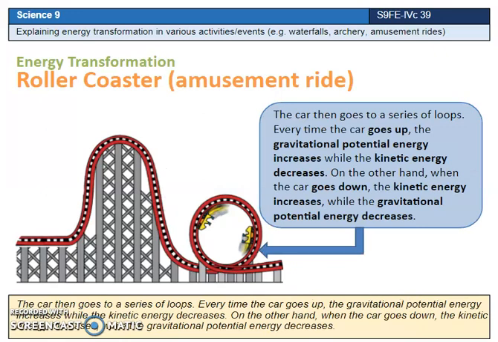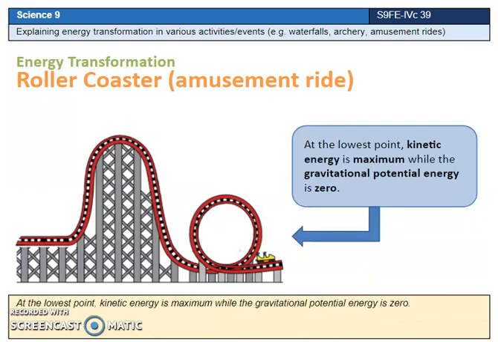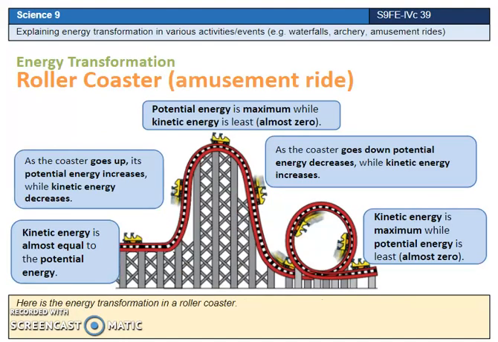Every time the car goes up, the gravitational potential energy increases while the kinetic energy decreases. On the other hand, when the car goes down, the kinetic energy increases while the gravitational potential energy decreases. At the lowest point, kinetic energy is maximum while the gravitational potential energy is zero. Here is the energy transformation in a roller coaster.